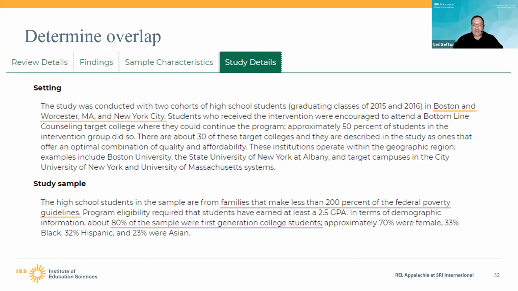If the matrix lists Tier 1 evidence and the population and setting overlap with yours, then the Tier 1 rating applies in your context, and you can be more confident that the intervention is also likely to work in your setting with the students you serve. Now I'll turn it back over to Jill to guide you through an activity.